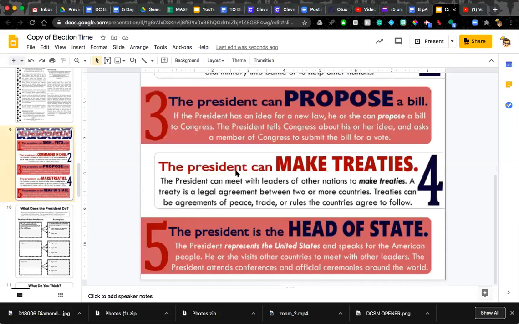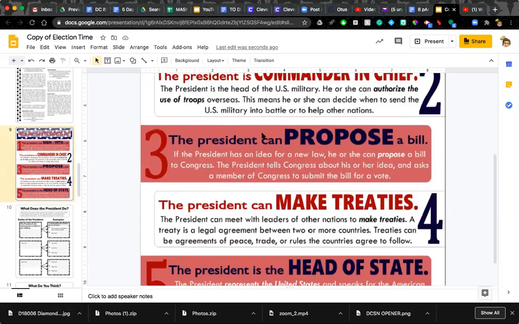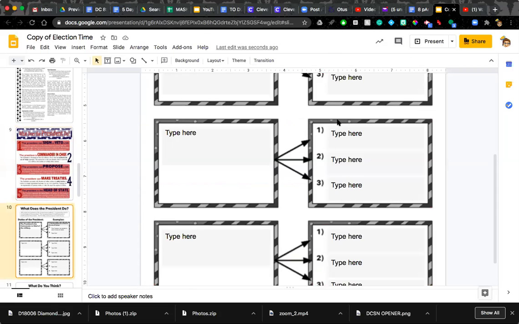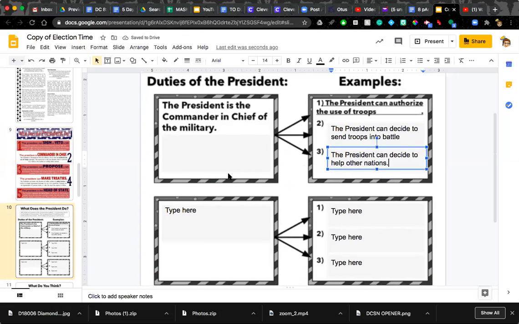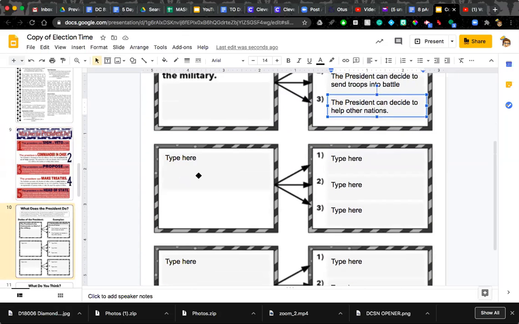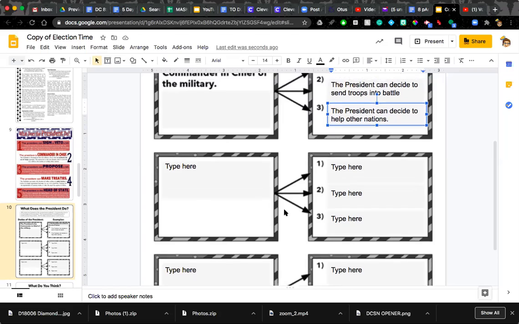And then let's see, let me come back up here. Send the US military into battle, or he can decide to help other nations. The president can decide to help other nations. So you get to choose 2 more duties, one that you'll put here with your 3 examples of how the president does that, and one that you'll put here with the 3 examples of how he does it.